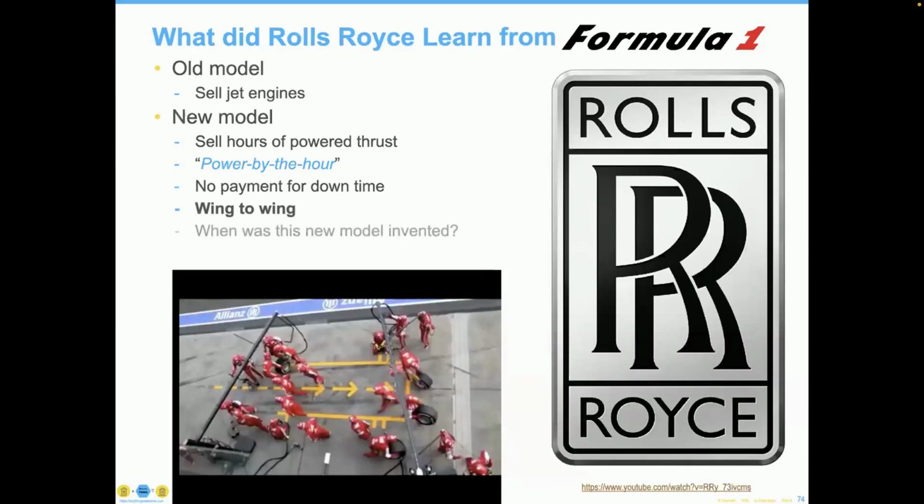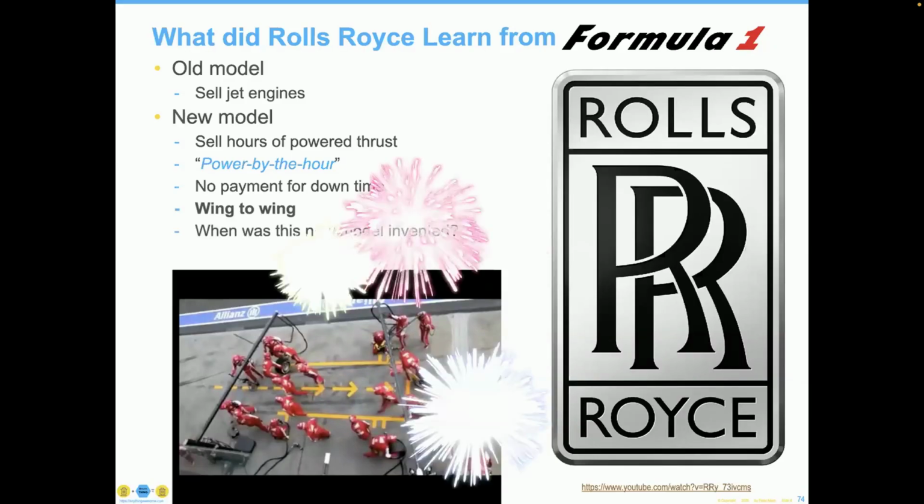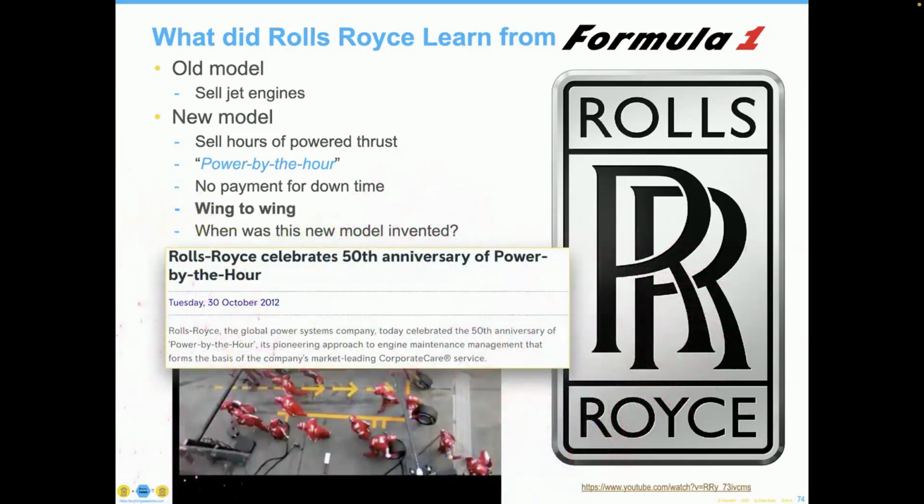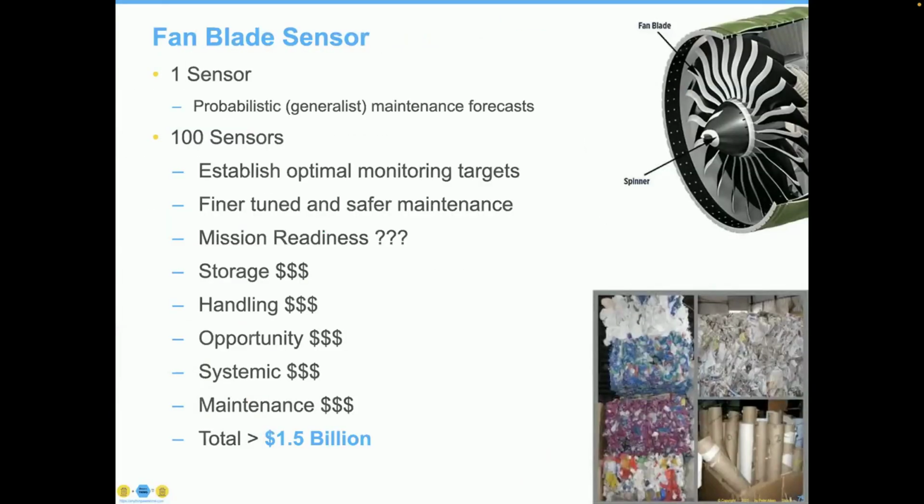There was a process called wing to wing. And this new model of how Rolls-Royce was doing this celebrated its 50th anniversary in 2012. So again, it's 50 years old in 2012. So very, very interesting in terms of looking at this.